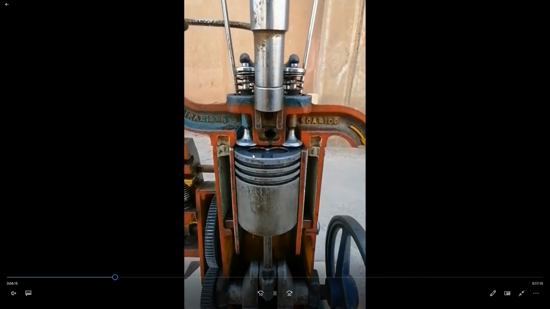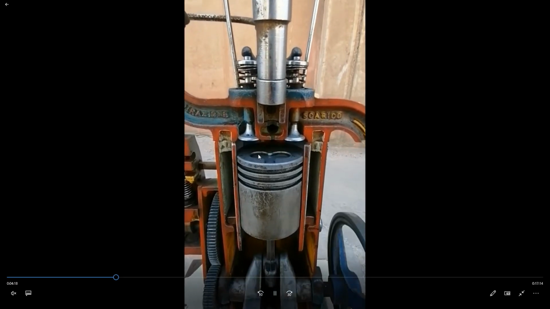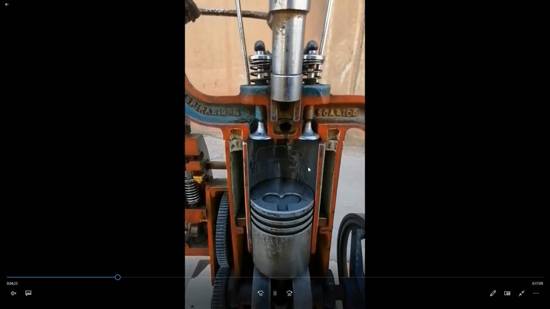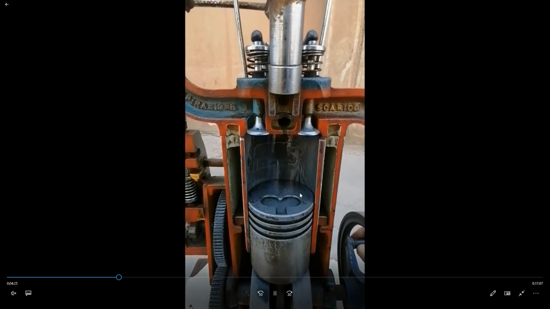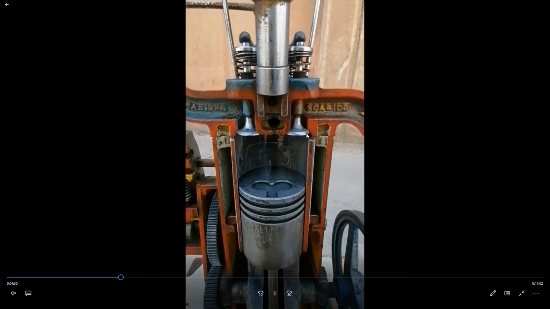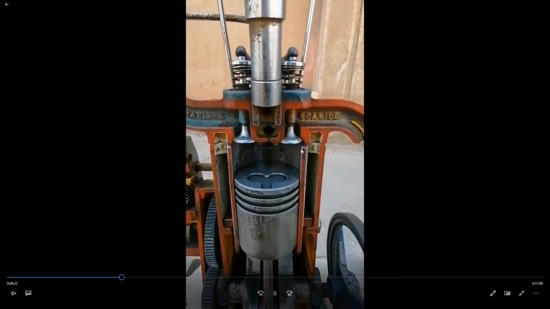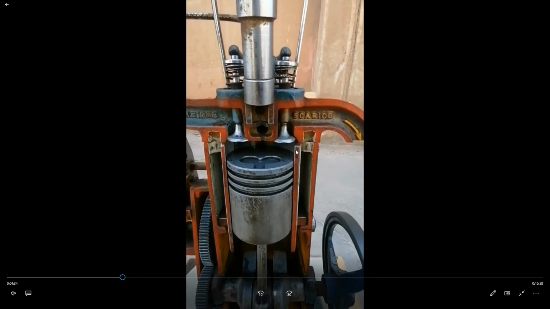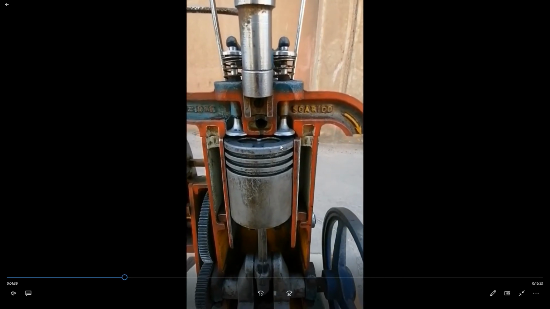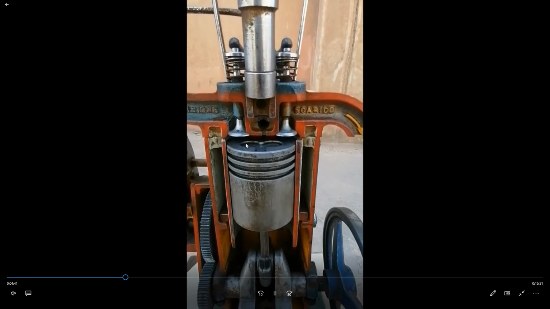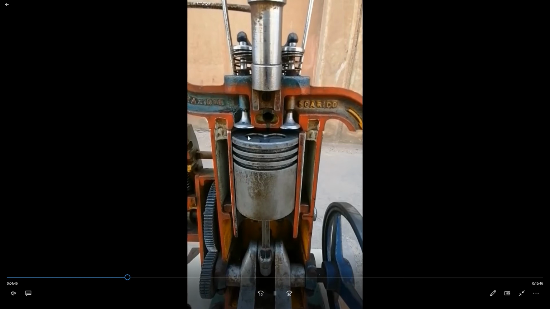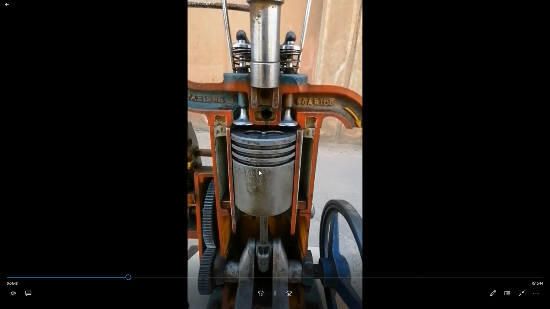Then it closes for compression, and then the power stroke, and then the exhaust stroke. You can see here, this is the exhaust stroke.